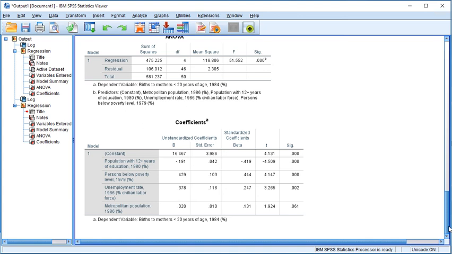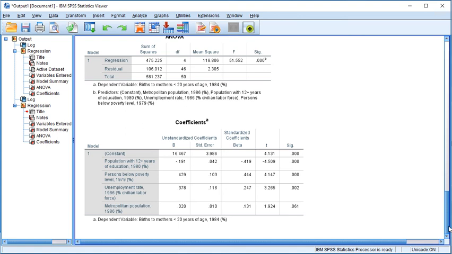For each of these independent variables, you notice we have a standard error, and we can compute a t-test for the significance of these variables by taking the unstandardized coefficient of minus 0.191 for the first variable, educational attainment, divided by 0.042, and we end up with the t-test of minus 4.509. Its significance value is listed here as 0.00.